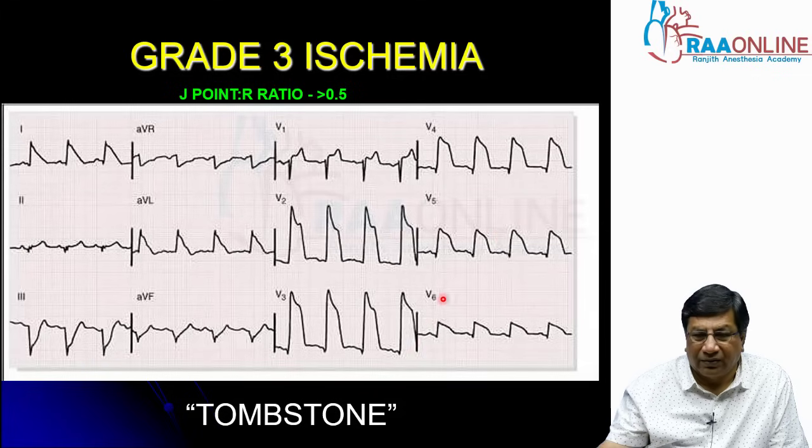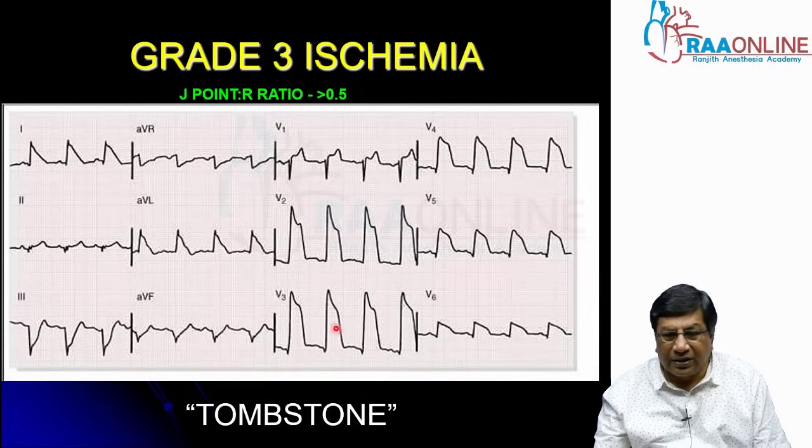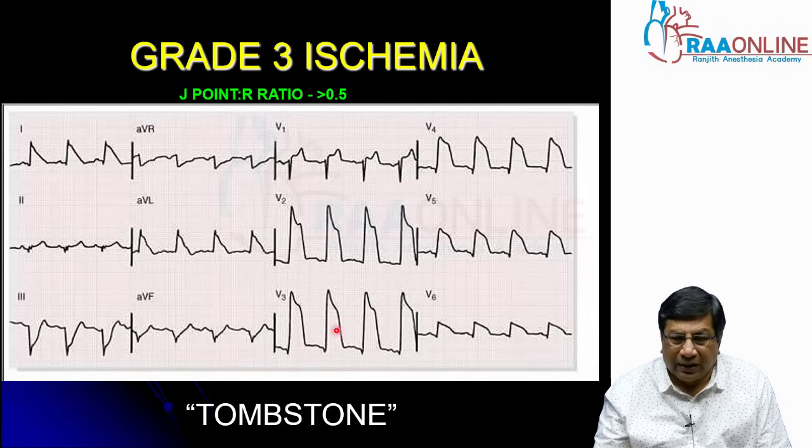Now look at this. You can see the whole downslope is replaced by ST elevation. I don't see the downslope at all. Everything is replaced by the huge ST segment. So this is grade 3 ischemia, otherwise called the tombstone ECG, because this ECG looks like a tombstone, and the majority of these patients will go under the tombstone.